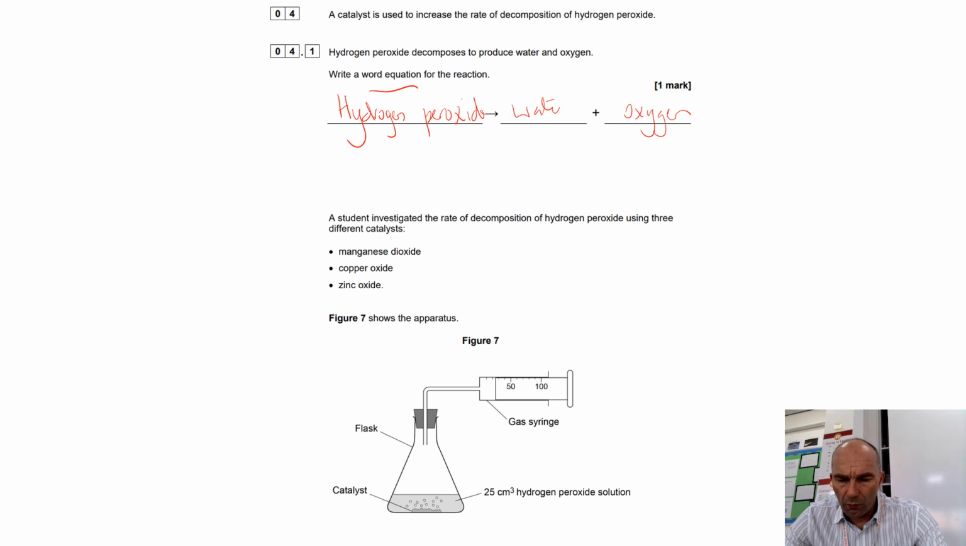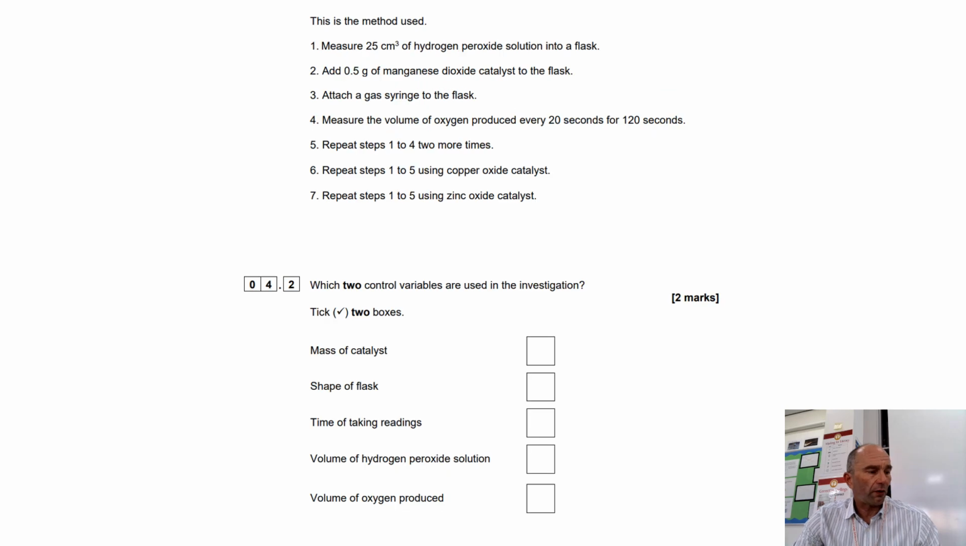Now, the students are investigating the rate of decomposition of that hydrogen peroxide using 3 different catalysts. So there's manganese dioxide, there's copper oxide, there's zinc oxide, and they're using a gas syringe to do that. So they're going to be using the gas syringe to measure the volume of oxygen. They'll use a stopwatch to measure it over time, so we can calculate a rate. So question 4.2, we've got the method that the student used.